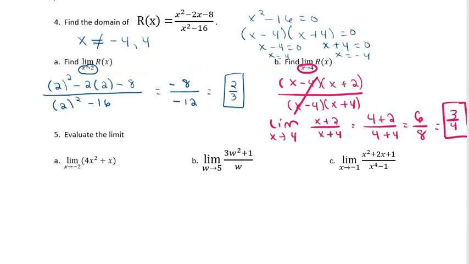It's going to be a hole in our graph because 4 is not in our domain. Let's look at number 5. Number 5, are there any restrictions? No restrictions. So we can do direct substitution.